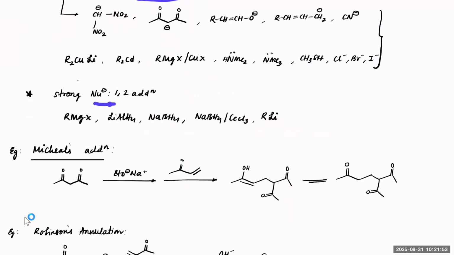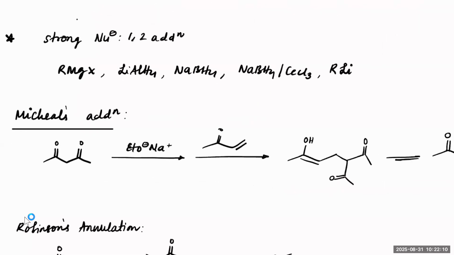But if you have a strong nucleophile, like RMgX, lithium aluminum hydride, sodium borohydride in CeCl3, RLi, they all will give you addition at the 1,2 position. Okay. If you are making a 1,4 addition, that is called Michael addition. A 1,4 addition is always called Michael addition.